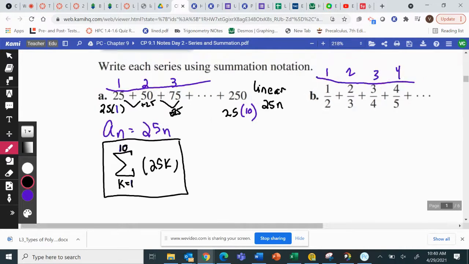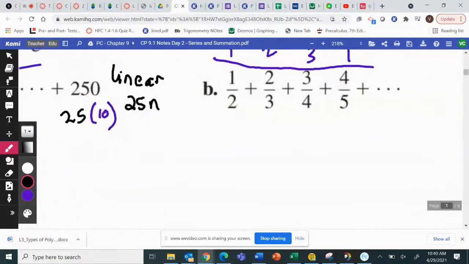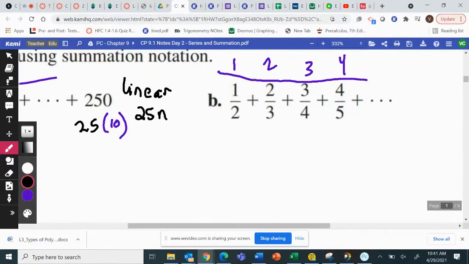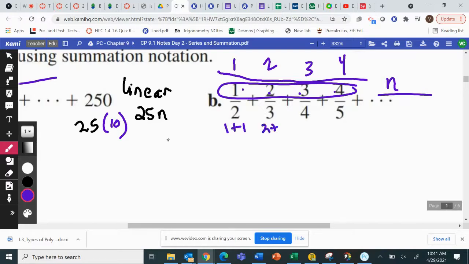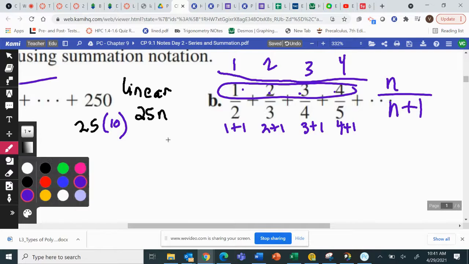All right, question B. I saw a lot of people come up with this really quickly, which is awesome because this one's a fraction one. But we noticed 1, 2, 3, 4. Oh, that's the n. Right on top, that's just n. On the bottom, it's 1 plus 1, it's 2 plus 1, it's 3 plus 1, it's 4 plus 1. So that is also an n, but plus 1.